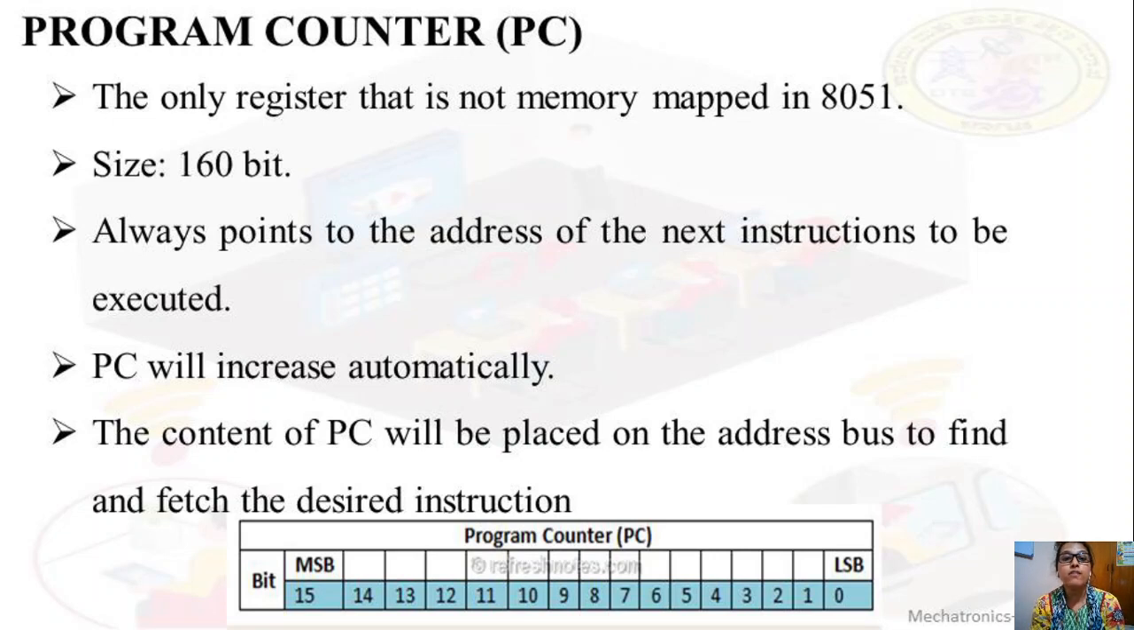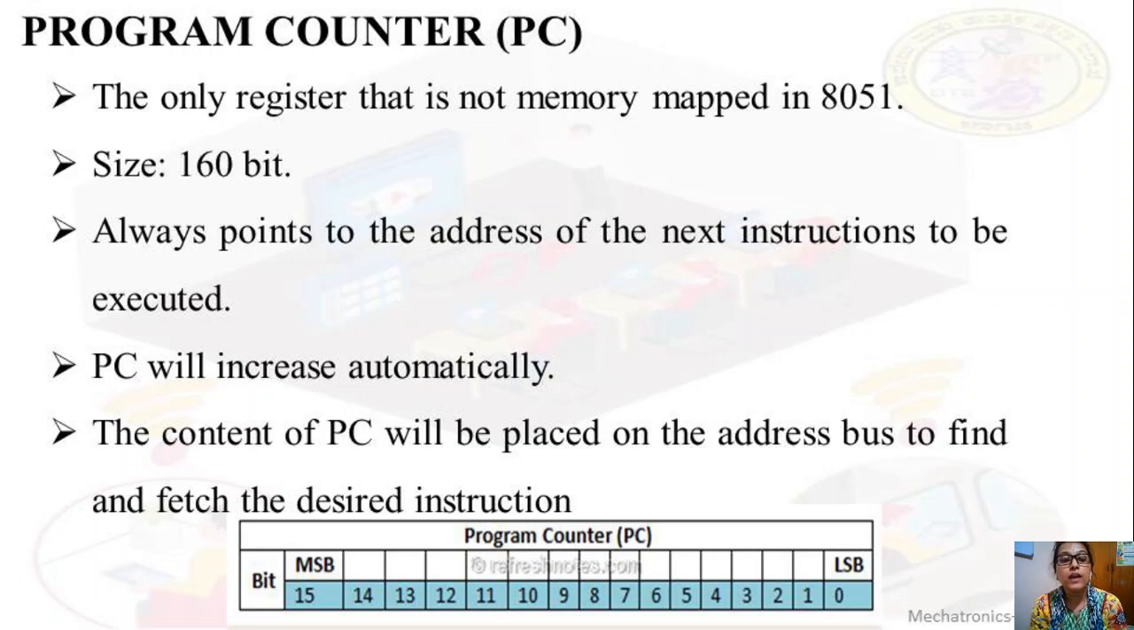What is the function of the program counter? It always points to the address of the next instruction to be executed. The program counter does not store any instructions. It points to the address of the next instruction, and the PC will increment automatically.